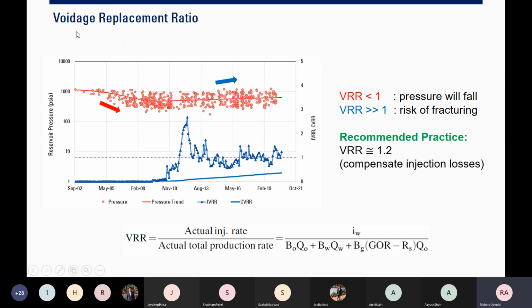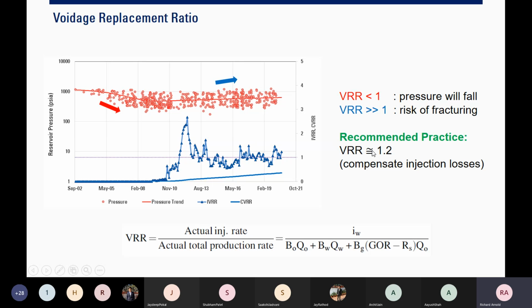And also voidage replacement ratio. It is material balance analysis. Okay, it's quite easy. VRR, or the voidage replacement ratio, we can calculate it by using this formula: actual injection rate divided by the actual total production rate. We know the water injection rate. We know the production rate for each phase: oil, water, and gas. We need to keep our VRR around 1 to 1.2. Okay, of course, finally the best number is 1.